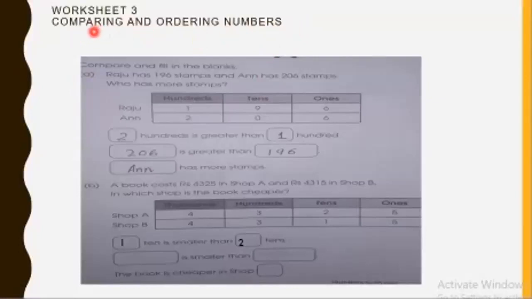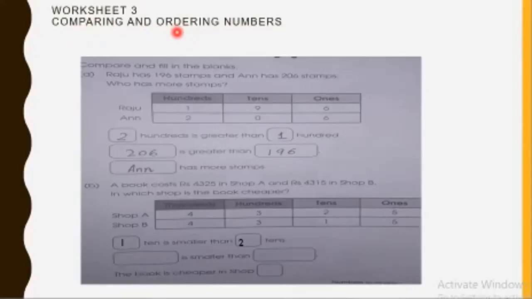Comparing means, my students, that when you are going to do the comparison of two numbers, it's called comparing. And when you are ordering the numbers, ordering means you are going to put them in a proper sequence, in a proper order. So basically, they are two different things, but they are interrelated.